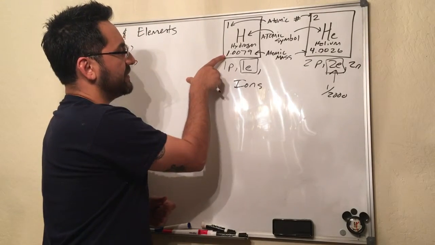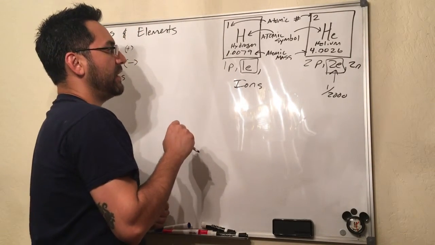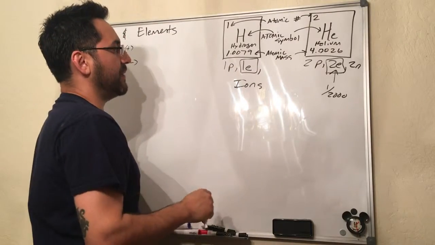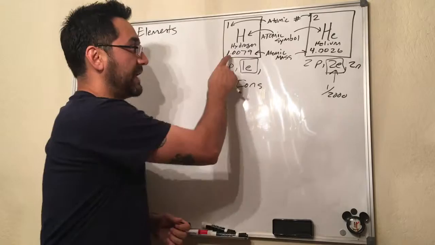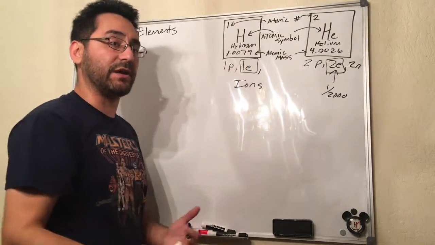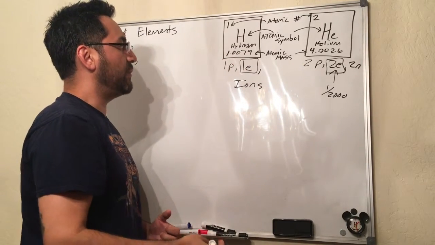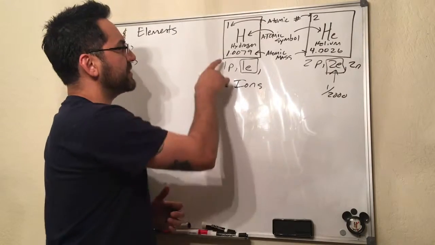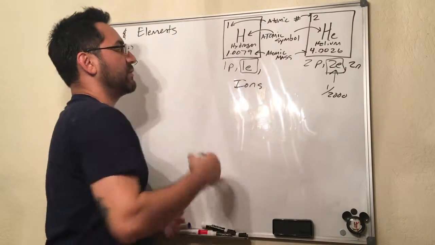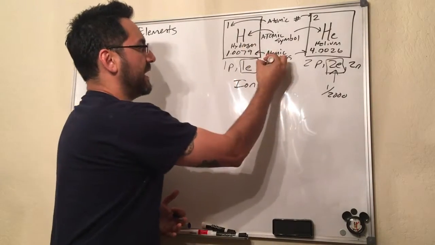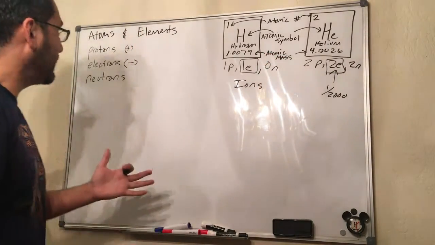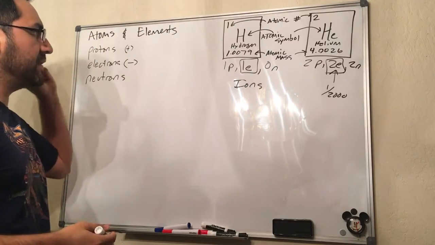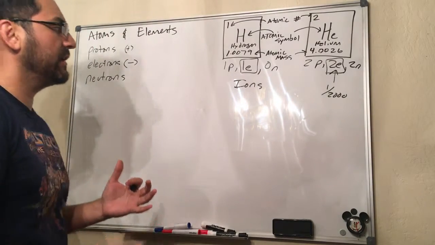Same here. This 1.0079 represents the mass of a hydrogen atom on average. And later on, when we talk about isotopes, we'll learn how to calculate this number, which is something you'll have to do in a chemistry course. But to determine the number of neutrons, we can just look at this number and subtract the number of protons. And in this case, we would have 0 neutrons. All right, so every element is made up of these same pieces in different proportions, okay?